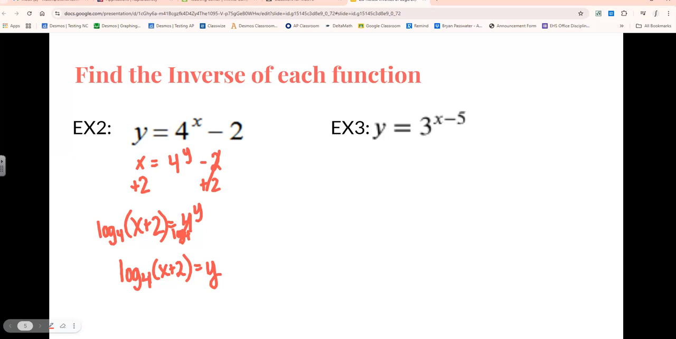And the y is by itself. They didn't use function notation on this one, so I wouldn't change it to f inverse of x, because they didn't use function notation in the beginning. Just leave it like this. Okay? Questions on that one?